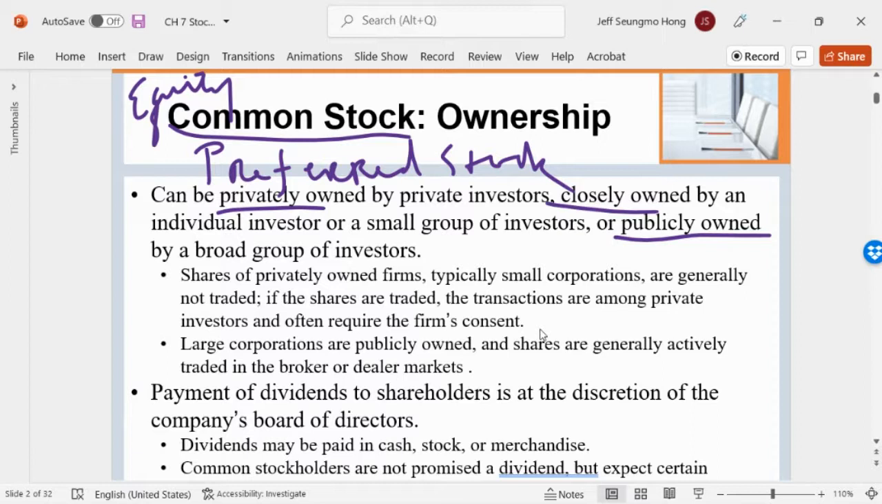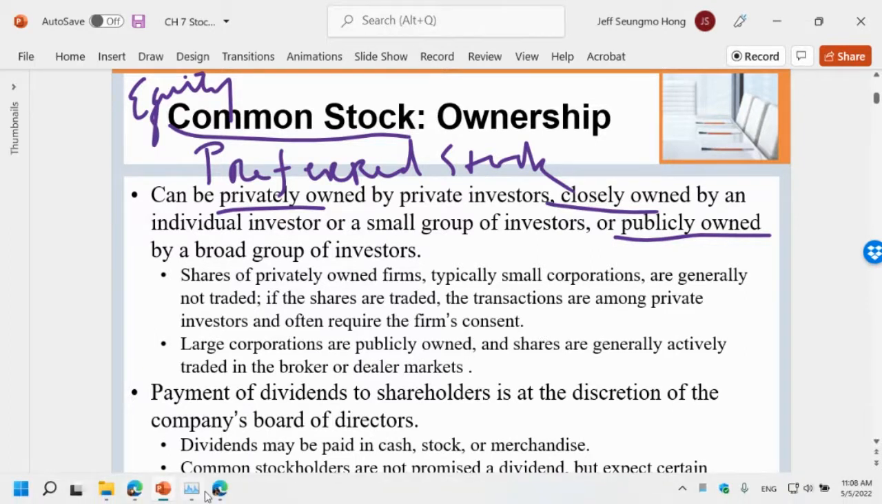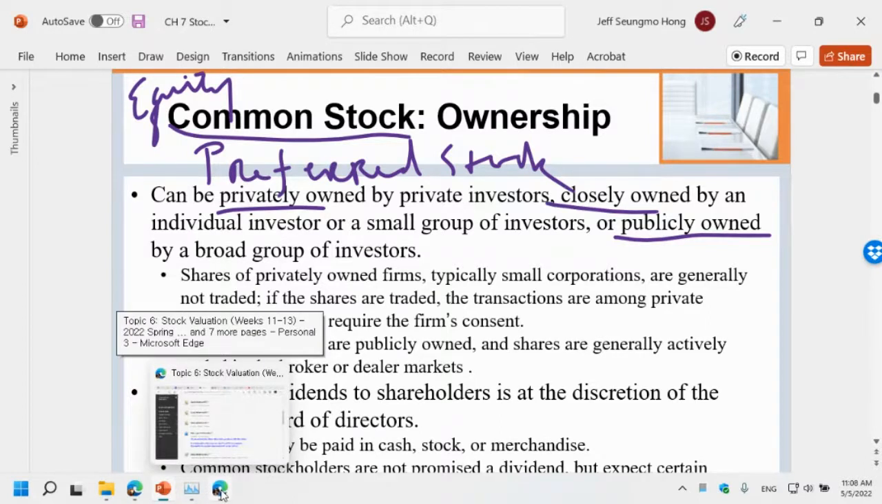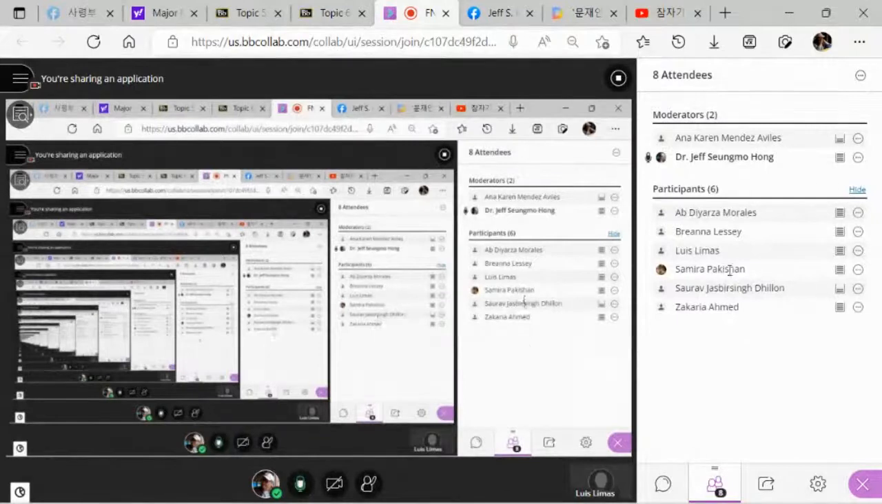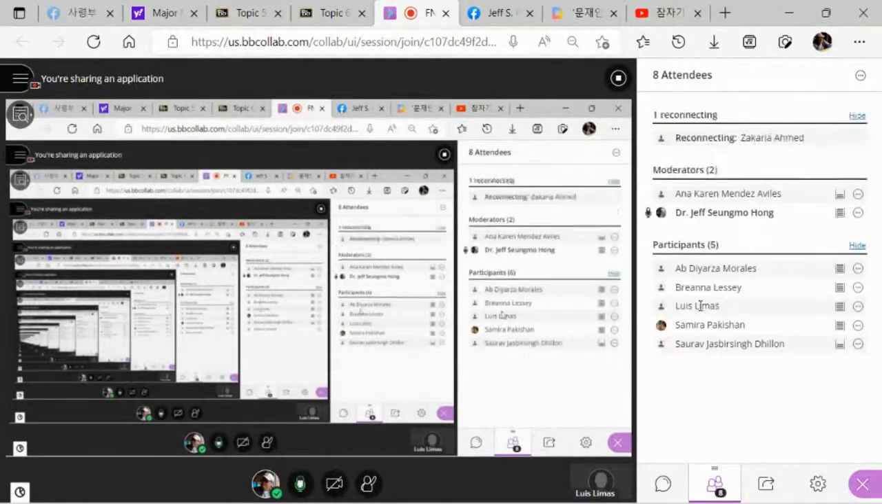and you've seen that. Does anyone know any instance of a publicly traded company going private? Does anyone remember? I mean, that happened quite recently. Anyone? Are you guys there?